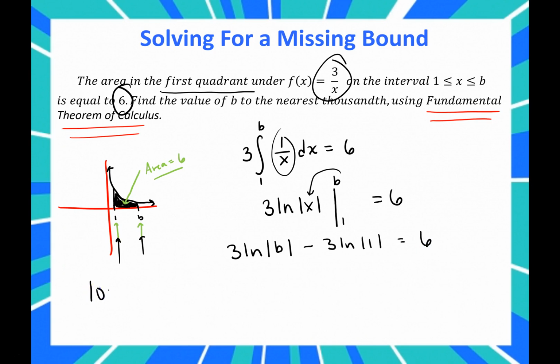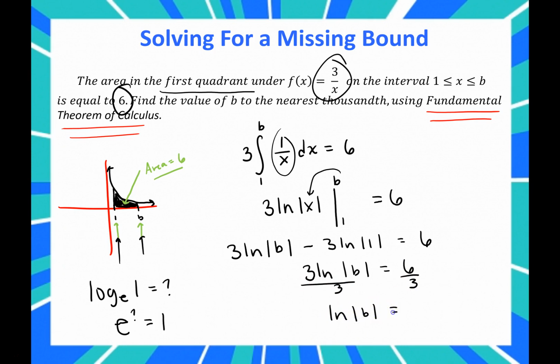What is natural log of 1? Well, think about that. Natural log is log base e. Log base e of 1 equals question mark. That's saying e to the question mark equals 1. Well, that's going to be 0. So this whole thing is 3 times 0, so that's going to disappear. So I'm just going to be left with 3 ln absolute value of b is equal to 6. Now I'm going to divide by 3 on both sides. And that's going to give me natural log of absolute value of b equals 2.